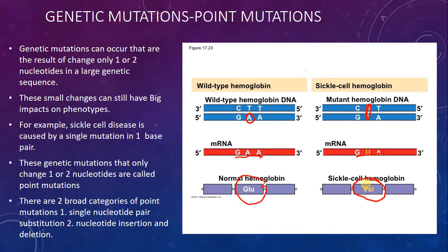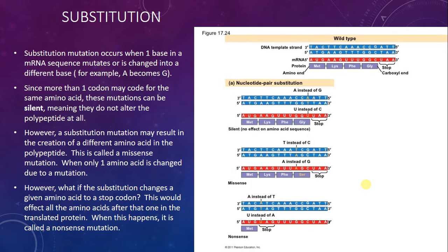And believe it or not, one amino acid is enough to change a healthy non-sickle red blood cell to a sickle unhealthy red blood cell. So, in general, there are two broad categories of point mutations: single nucleotide pair substitutions and nucleotide insertions and deletions. Substitutions occur when one base in an mRNA sequence is changed into a different one. So we replace an A with a G, a C is replaced with a T, something like that.